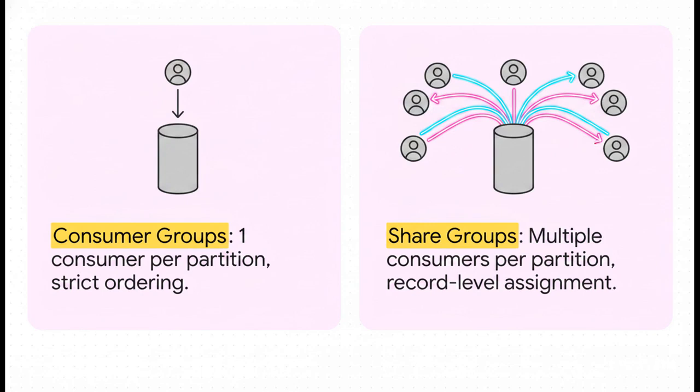If we frame this new feature against the legacy 3x behavior, the contrast is stark. Classic consumer groups enforce a strict one consumer per partition rule. If you have 10 partitions, you max out at 10 consumers, period. To scale up during a traffic spike, you had to over-provision and create hundreds of partitions in advance.